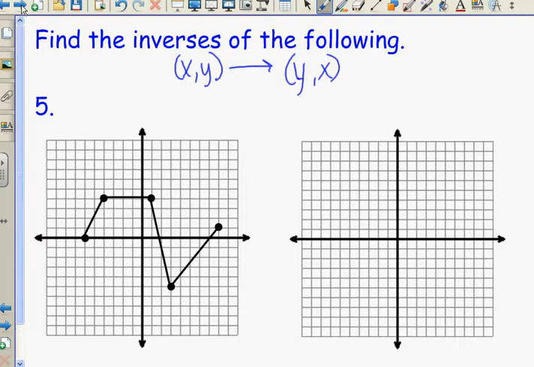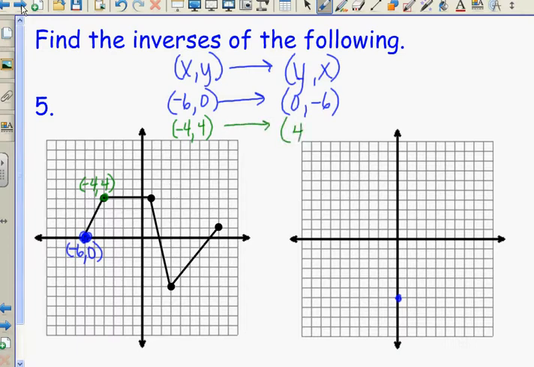So if I've got this point, my first point, I'm going to try and change color so that we can make sure we're consistent. 1, 2, 3, 4, 5, 6. This is the point -6, 0. So I know -6, 0 is going to become, in my inverse, 0, -6, right? 0, -1, 2, 3, 4, 5, 6. And I know that my next point, this guy is -4, 4. So that's going to become, switch that, 4, -4. So over 4, down 4. So far I'm there.